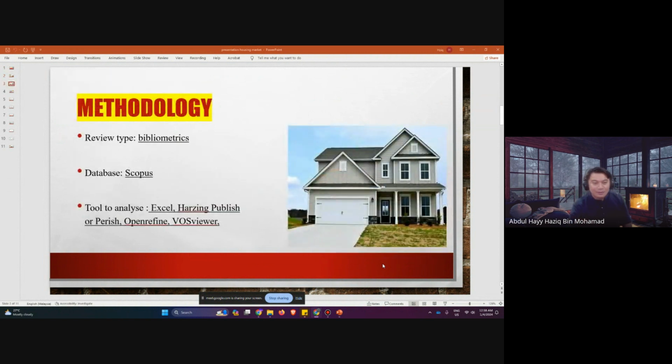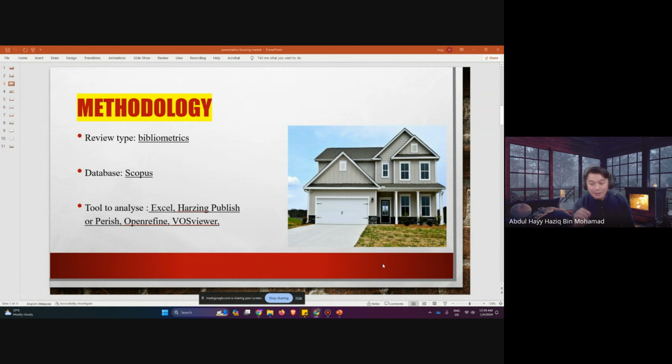Next, methodology. I'm using bibliometric analysis, which is one of the review type articles. When we talk about bibliometrics, we look at the overview, the bird's eye view, the whole thing in terms of the keyword. Our keyword is housing markets, so we are going to look at the overall picture of it.